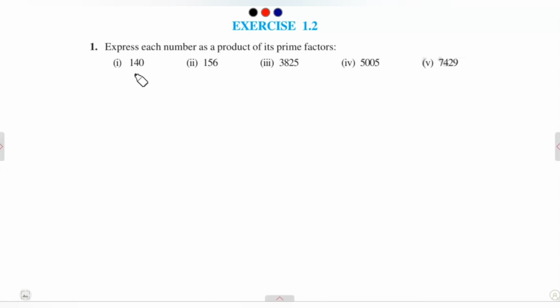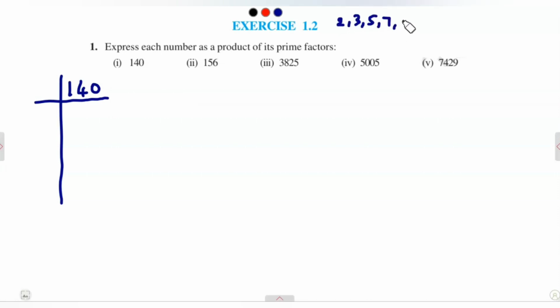In that, the first question is 140. So we need to do prime factorization of 140. Let's start with 140 and divide using only prime numbers. Remember, the prime numbers are 2, 3, 5, 7, 11, 13, 17, 19, 23 and so on. Don't use any other numbers. Please divide only with the prime numbers because this is a prime factorization. So any table out of these you can use.